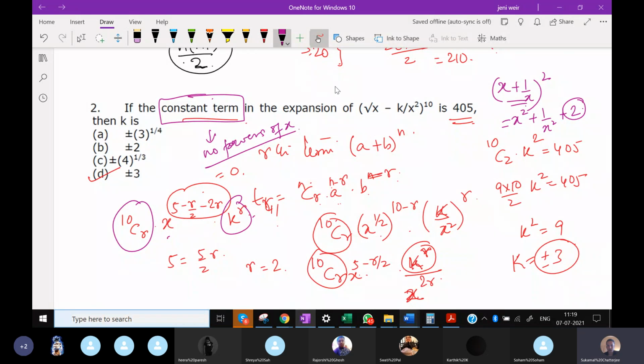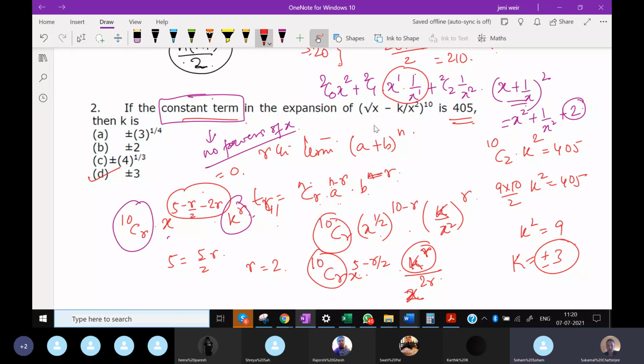So consider this. If you expand this binomially, what do you get? 2c0 into x square plus 2c1 into x to the power 1 into 1 by x to the power 1 plus 2c2 into 1 by x square. This is what you do. So the constant term becomes this because the powers of x cancel out.